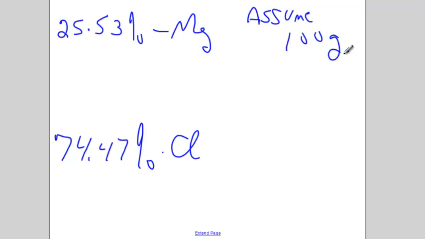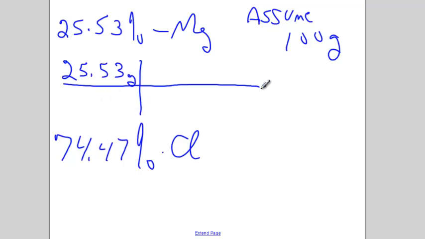Why are we doing that? Because it makes our lives easy. 25.53% of 100 grams is 25.53 grams. We could have assumed anything. But hey, that's the one that makes our lives easy, so that's what we're going to go with. Now, an empirical formula is a ratio of moles.